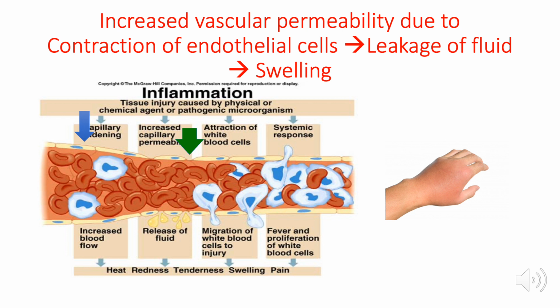What do you think is the reason for allowing these fluids to leak out? When fluids leak out, they carry along with them antibodies. And antibodies can help in what? Localizing the infection and eliminating the cause of injury. And when endothelial cells contract, they would have gaps between them, and the gaps will allow the white blood cells to go out and go to the site of injury and eliminate the offending microorganism.